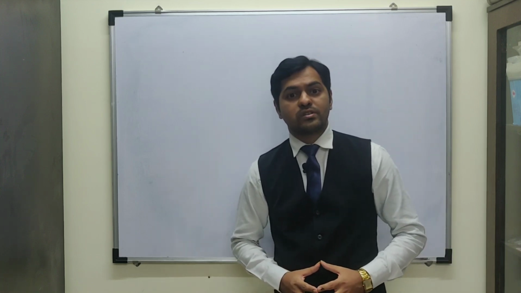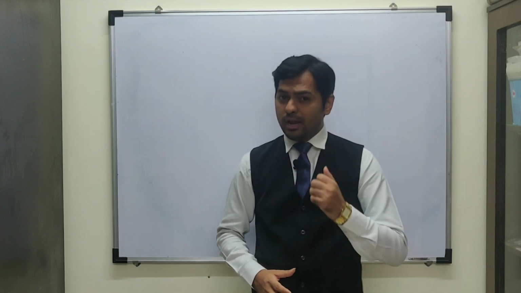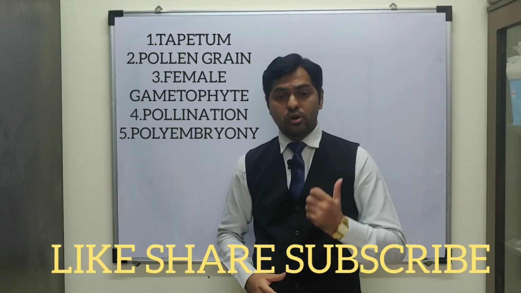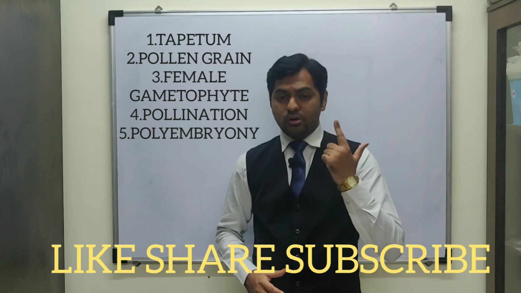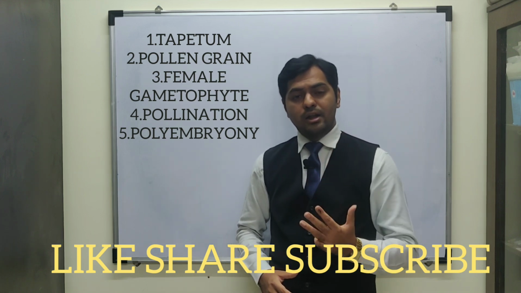So this we have discussed about Fabulous 5 points, wherein we discussed about tapetum, we discussed about the pollen grain, about the female gametophyte, about pollination mechanisms, and about polyembryony.